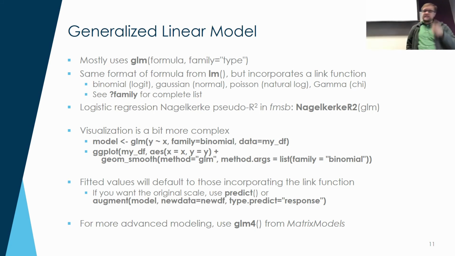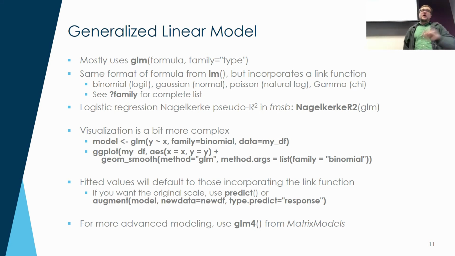The fitted values, this is the case where fitted and predicted values are different. If you just look at the fitted values, or you look at augment without any extra parameters, it will feed you the link values. It will feed you the log odds, instead of giving you the actual predicted final values. So if you want to graph it on its original scale, the easiest way to do that is just to add this right here, type.predict equals response. Or to use the actual predict command rather than using fitted.